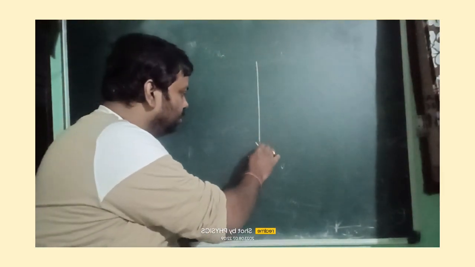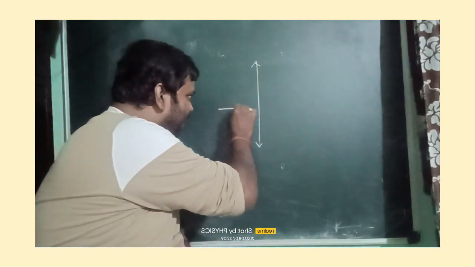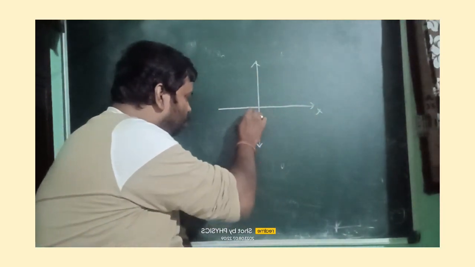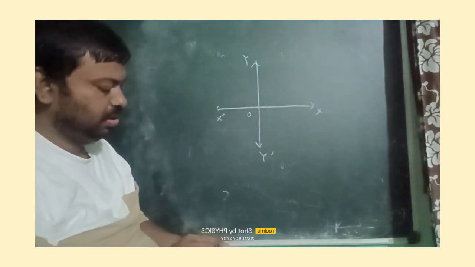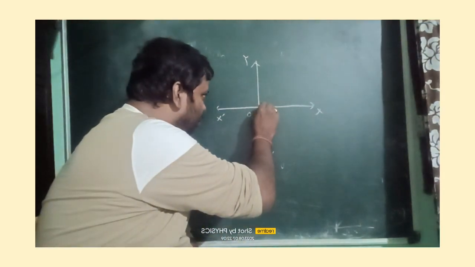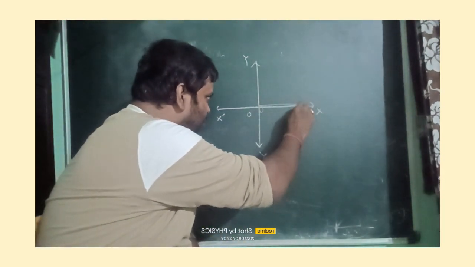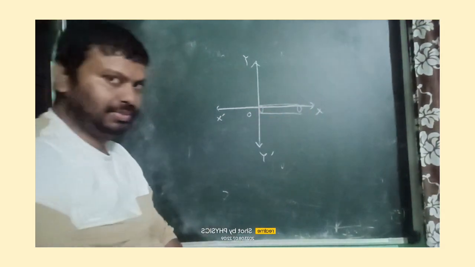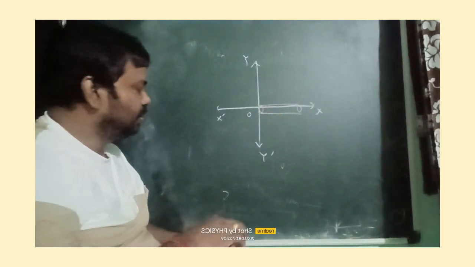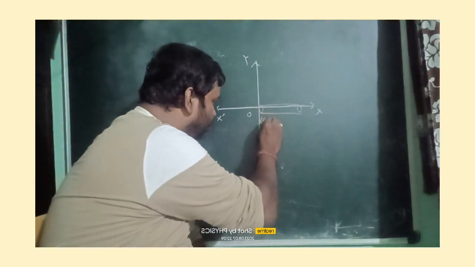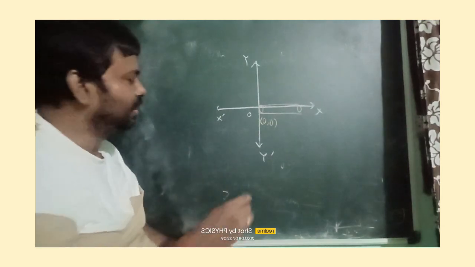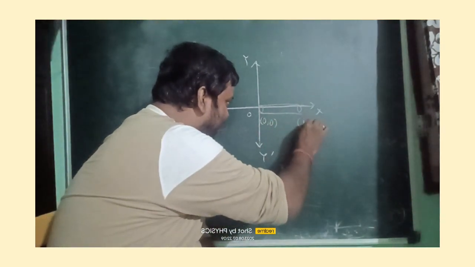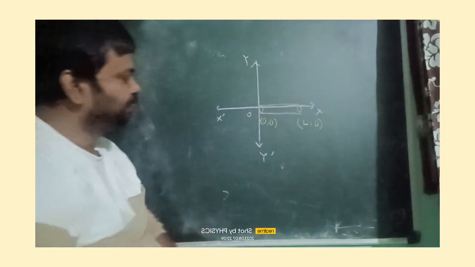Start the numerical. Let us consider two axes, XOX' and YOY'. A rod has been kept on the x-axis. Its initial point is at (0, 0), that is the origin, and if its length is capital L, then the final point is (L, 0).